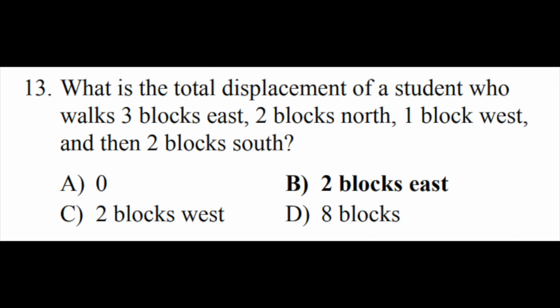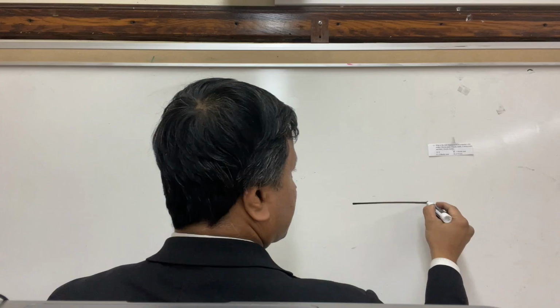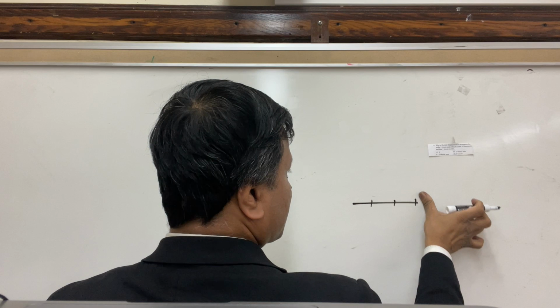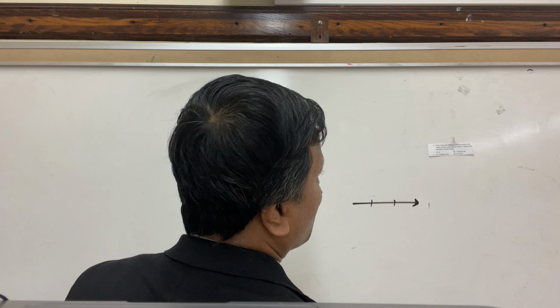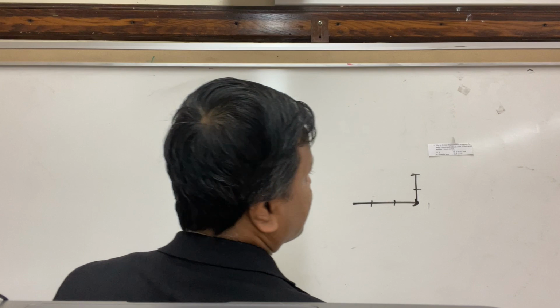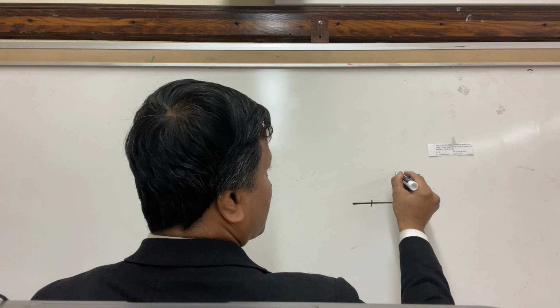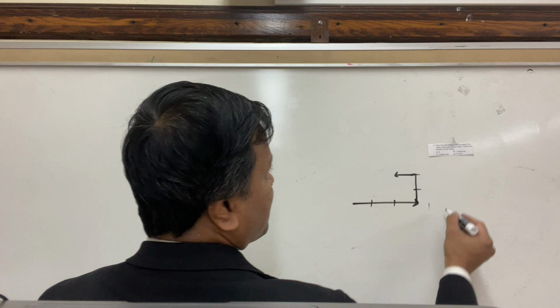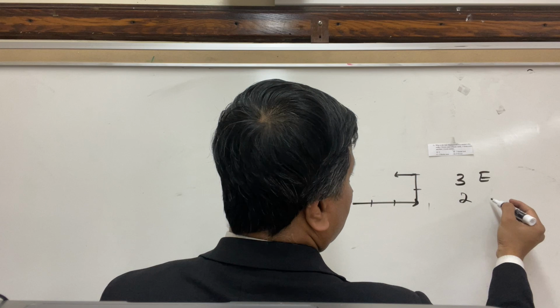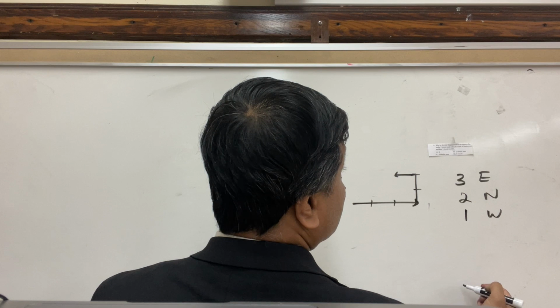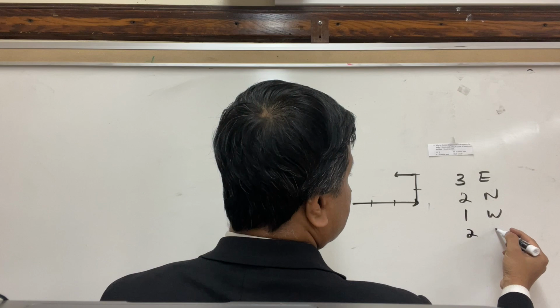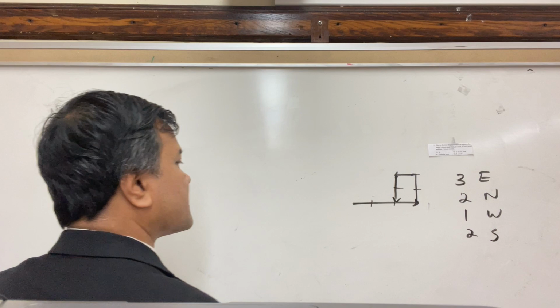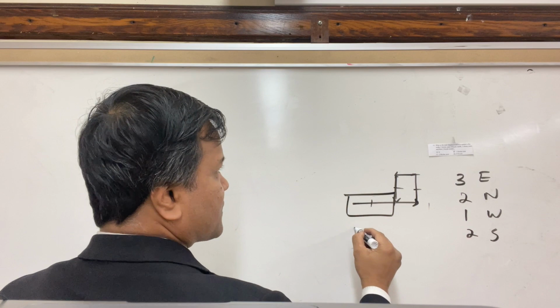So let's go over problem 13. 1, 2, 3: 3 blocks to the east. And 2 blocks to the north. And 1 block to the west. And 2 blocks to the south. So let's see: 3 blocks to the east, 2 blocks to the north, 1 block to the west, and 2 blocks to the south. So what is the total displacement? So the total displacement is 2 blocks to the east.